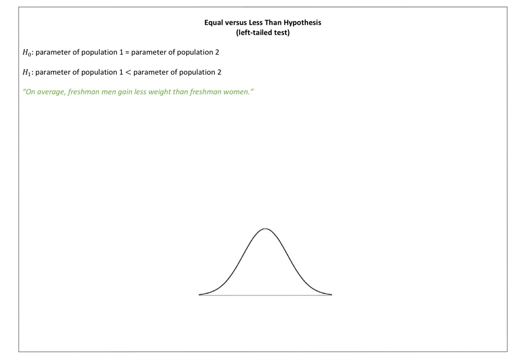In the second scenario here, let's change the claim that we're trying to test slightly, so that we're testing the claim that on average, freshman men gain less weight than freshman women. So keeping track, this is our original claim. Let's write this in symbolic form. Here we're testing the claim that on average, the men's weight gain is less than the women's weight gain. Notice here we have that less than sign.